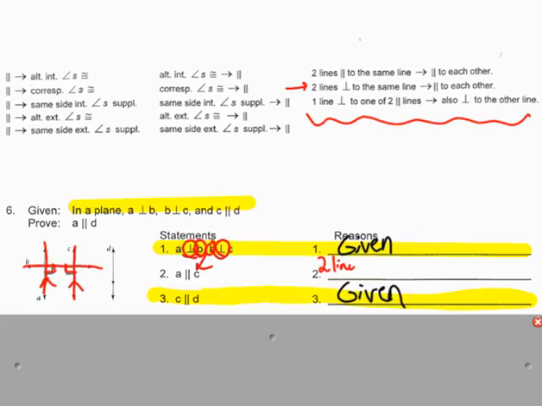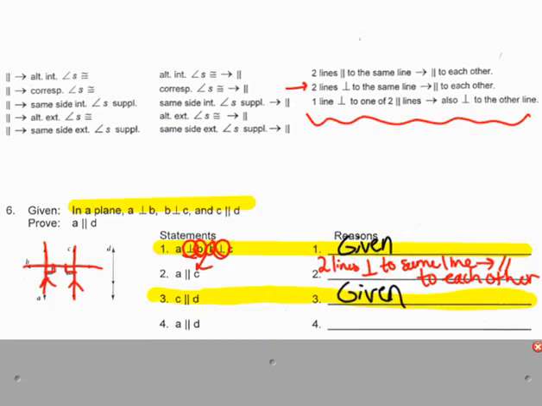So 2 lines perpendicular to the same line, then parallel to each other. Yeah, I know that one's a long one. Right, the next one's given.